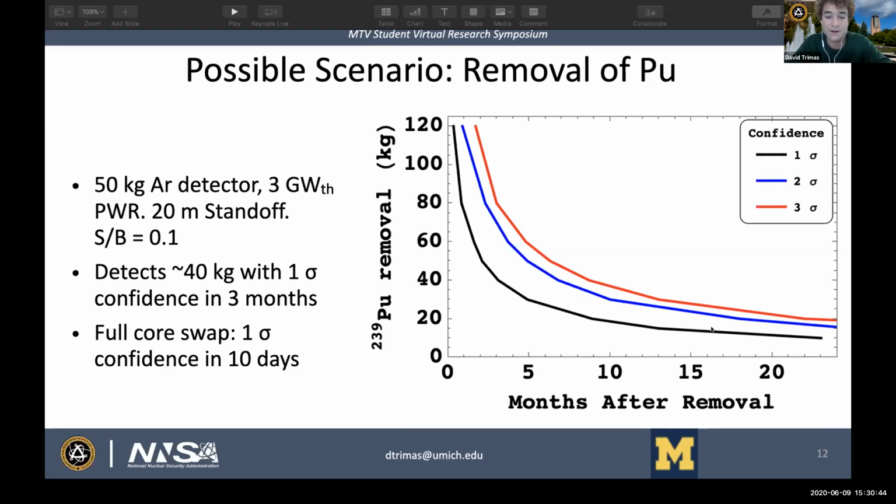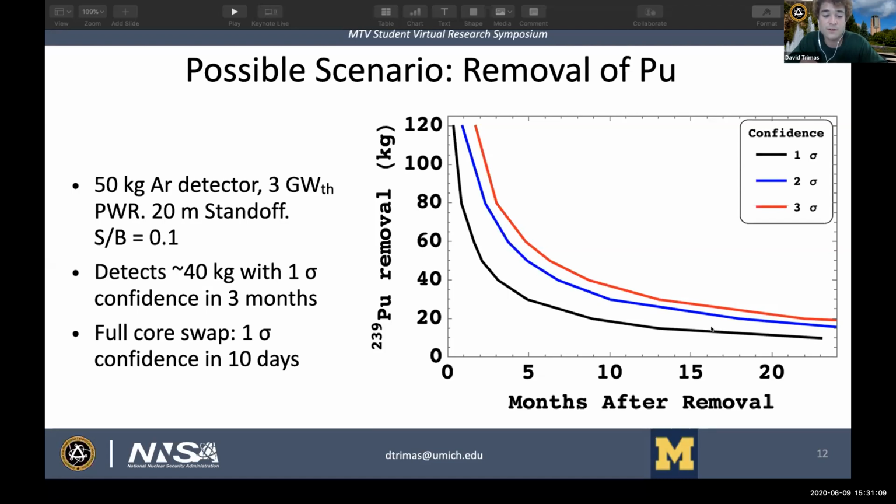So the black line here is 1 sigma confidence, the blue line is 2 sigma confidence, and the red line is 3 sigma confidence. And the big things I wanted to point out here, first off, this is 20 meters away. You can probably get a little bit closer, but for a large reactor, I don't think you're going to get much closer than 20 meters. So I think this is a pretty good place to put a near field detector.